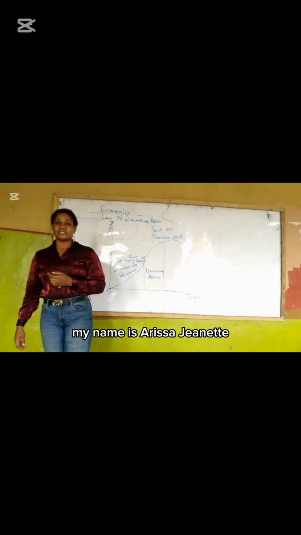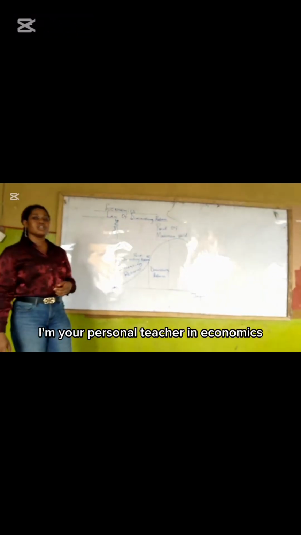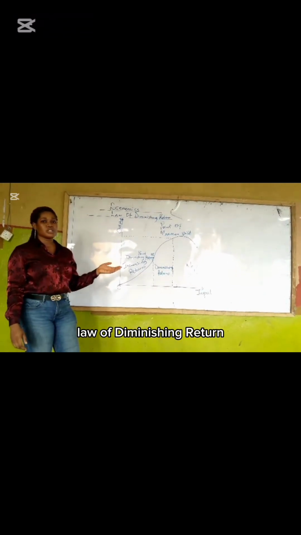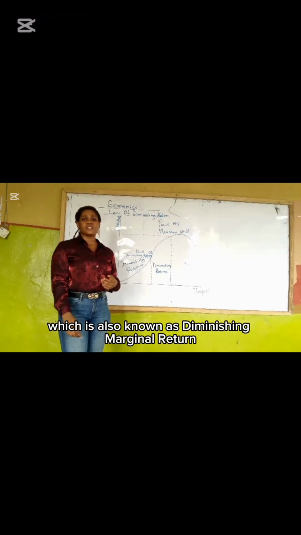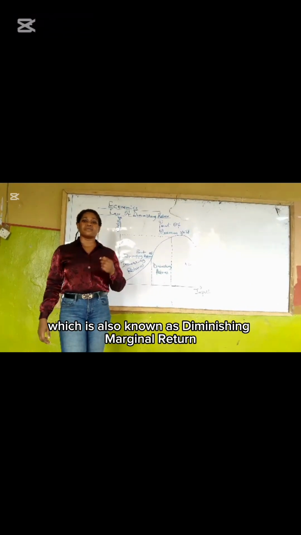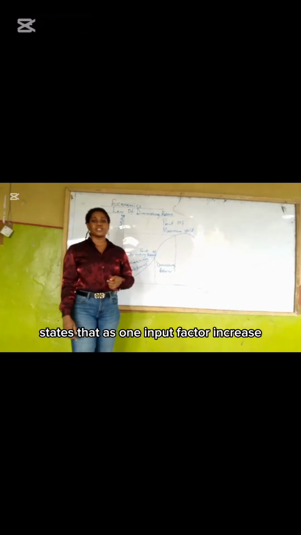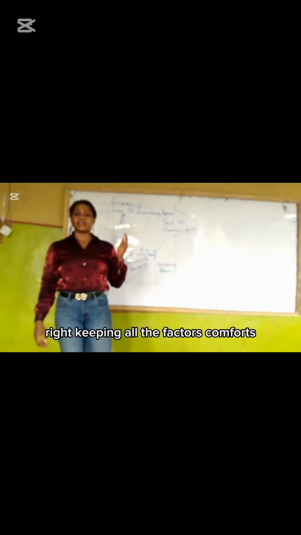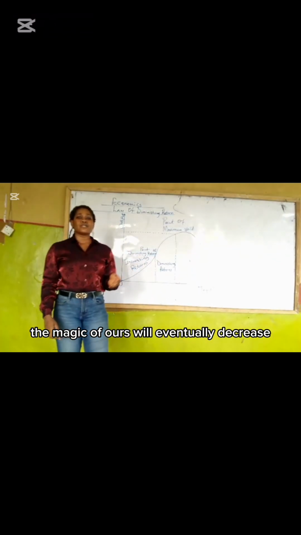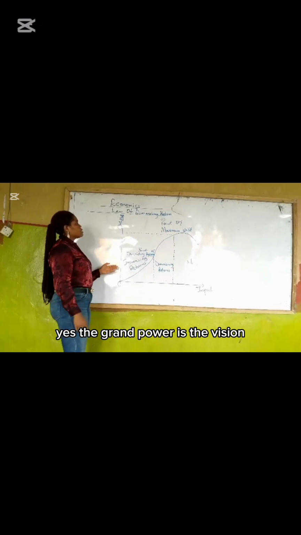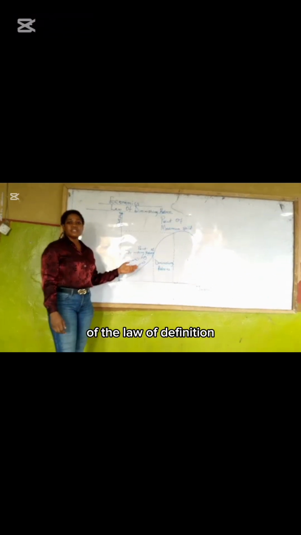My name is Arisa Janet. I'm your personal teacher in economics, and I will be teaching you the topic law of diminishing return. The law of diminishing return, which is also known as diminishing marginal return, states that as one input factor increases while keeping the other factors constant, the marginal output will eventually decrease. Here's a graphical representation of the law of diminishing return.